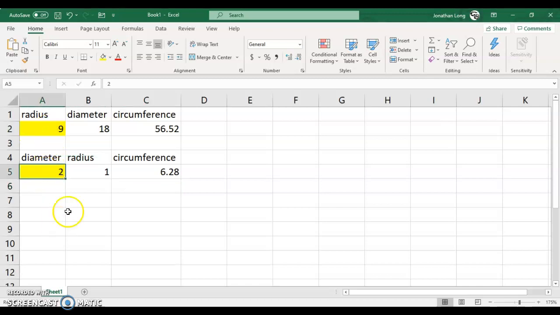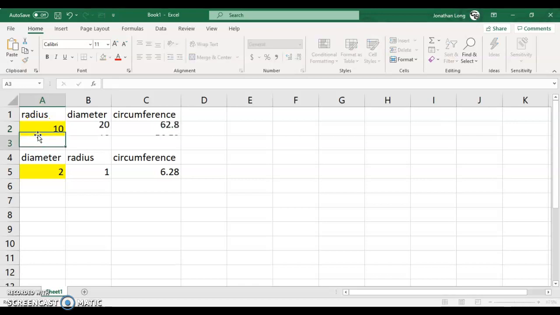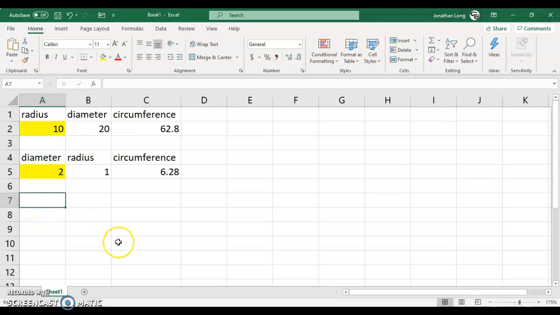So what this means is, if you're given any problem, whether they give you the radius or the diameter, you can go here, type it in, and it will automatically give you any answer you could possibly need. So they give you a radius of 10. Oh, they want the diameter? Done, 20. Oh, they want the circumference? Done, 62.8. Now, here's the last piece I'm going to go through. What if they give you the circumference?